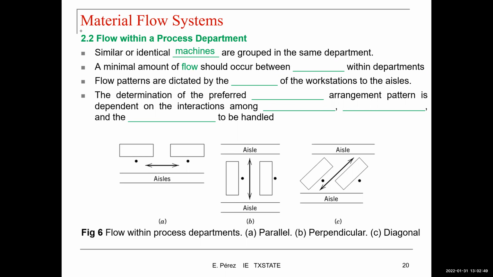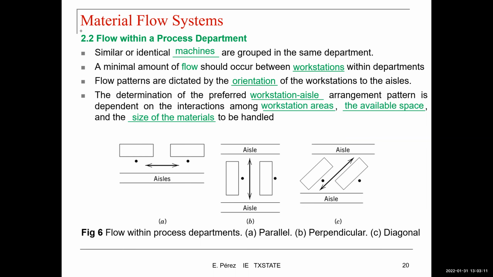A minimum amount of flow should occur between workstations within departments. And the flow patterns are dictated by the orientation of the workstations to the aisles. The determination of the preferred work aisle arrangement pattern is dependent on the interactions among the workstation areas, the available space, and the size of materials to be handled.